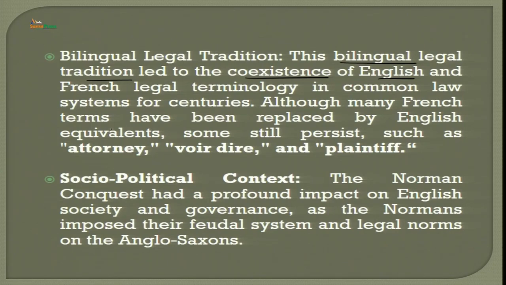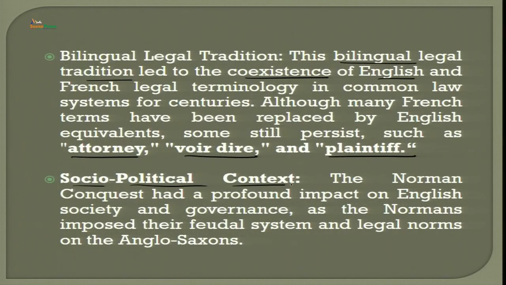Although many French terms have been replaced by English equivalents, some still persist, such as attorney, voir dire, plaintiff. Plaintiff is a very common term that we are using nowadays, and remember that plaintiff is the word used for someone who is applying, the applicant, okay? And that has been a part of the influence of French, the word taken from French. Then we have voir dire, we have attorney. Attorney is a lawyer. So remember that the bilingual legal tradition went on very easily.